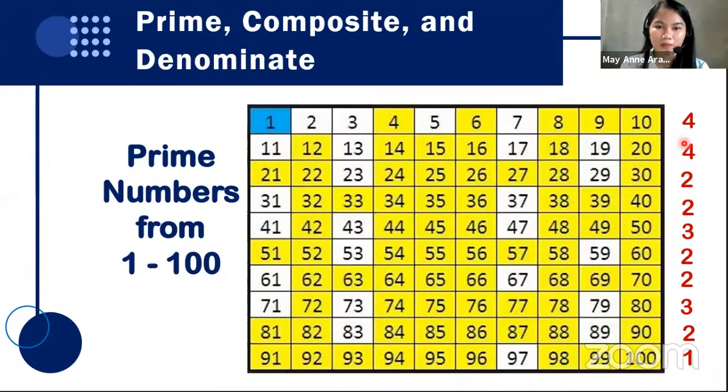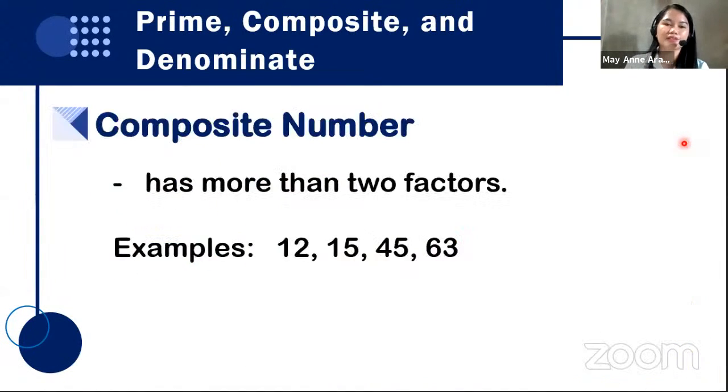Okay, next we have the composite, the opposite of prime numbers. So it has more than two factors. For example, we have 12. Aside from 1 times 12, we also have 2 times 6 and 3 times 4. Still the result is 12. And for 15, aside from 1 times 15, we also have 3 times 5. And for 45, you have 9 times 5 aside from 1 times 45. Then for 63. These are examples of composite numbers.